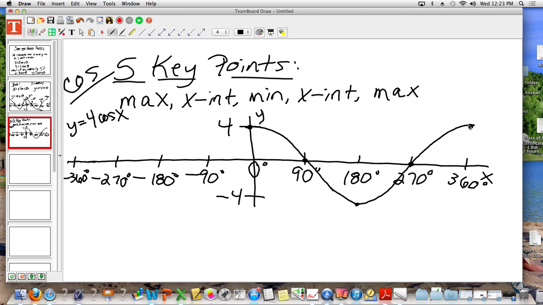Start at the end with your maximum, which we've already graphed here. Take 1 step to the left. You're at an x-intercept, so I'm down here. Take another step to the left. You're at a minimum, which is negative 4. Take another step. You're back at an x-intercept. 1 step to the left. You're back up at your max. Connect your points. And here's your cosine curve.